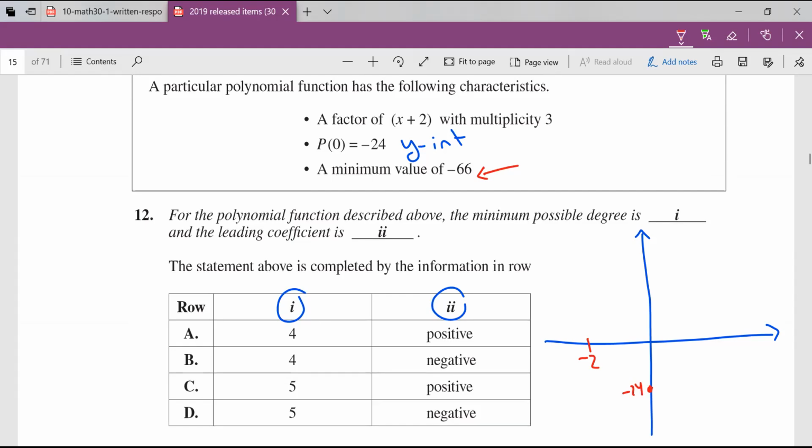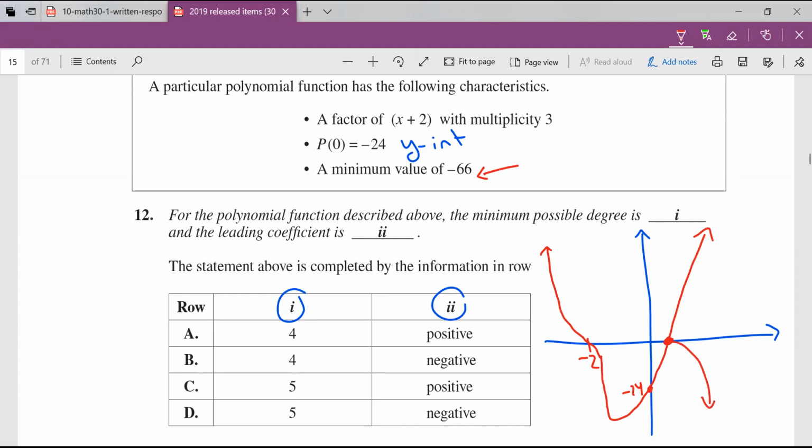So multiplicity of 3. Well, I'm going to start here, and it changes concavity. There's a point of inflection right there. And then I'm going to go down to negative 66. I'm going to turn back up around, and then I'm going to go right there, like that. And it says minimum degree. So for my minimum degree, I'm going to just intersect it. I'm going to make it 1.